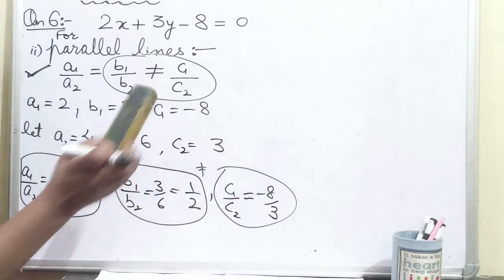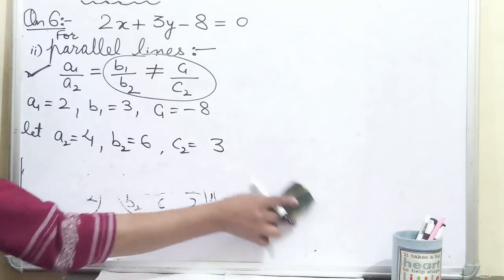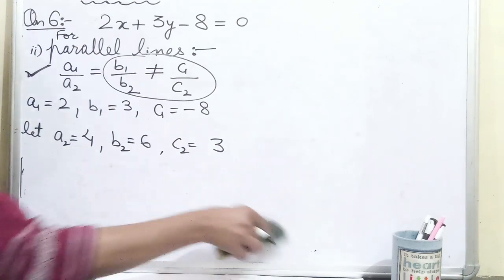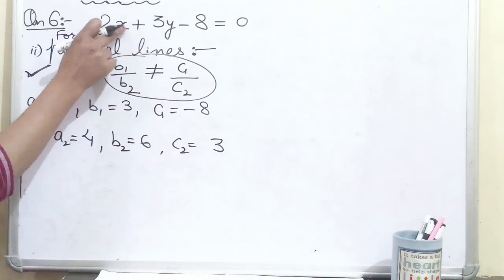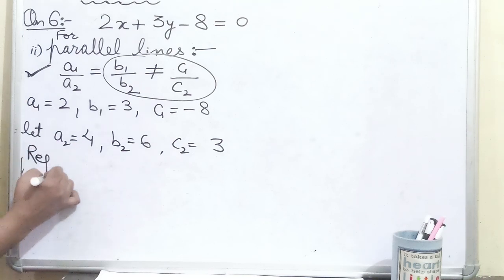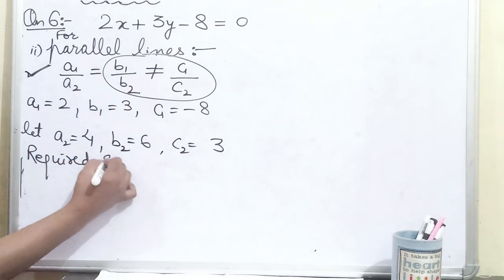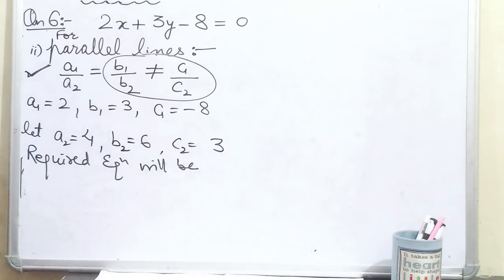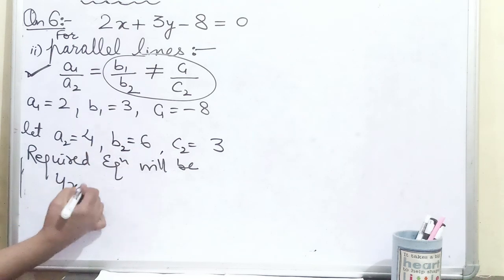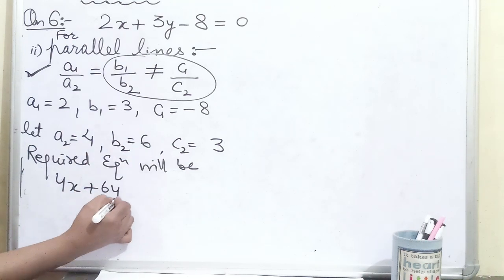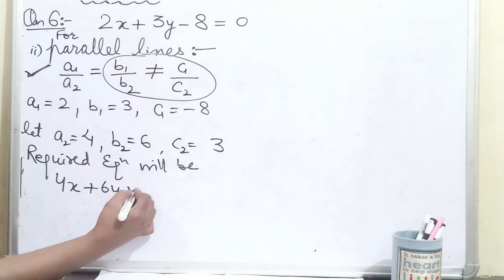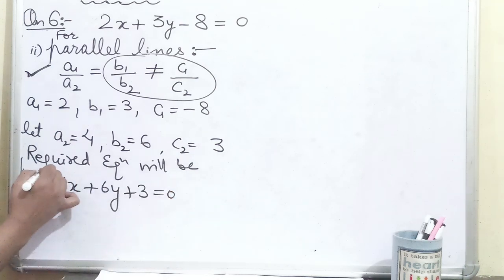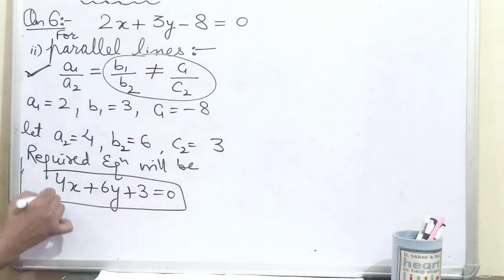So now we will be able to write the equation of the line which gives us the line parallel to this equation. So the required equation will be, tell me the required equation now. 4x plus 6y plus 3 equals to 0. This is the answer.